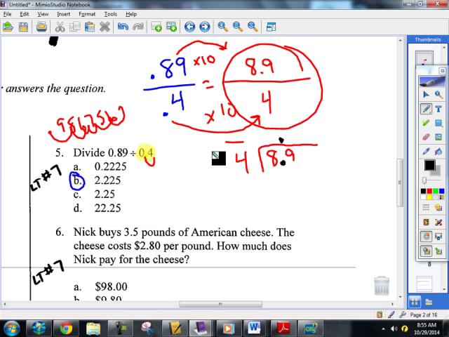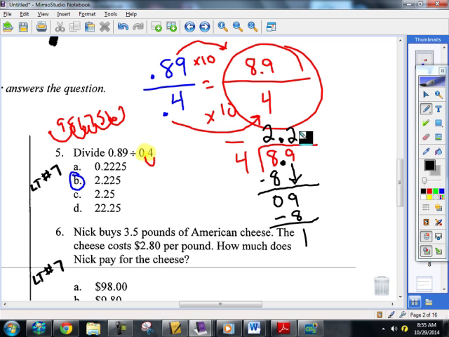Now, these numbers were pretty easy for you, weren't they? 4 goes into 8 how many times? 2. 2 times 4 would give you 8. Then we subtract, and we get 0. We check to make sure that's smaller than my divisor, is it? Yes. Absolutely. Now I'm ready to bring down my 9. Now how many times will 4 go into 9? 2, again. 2 times 4 is 8. Subtract to get 1.